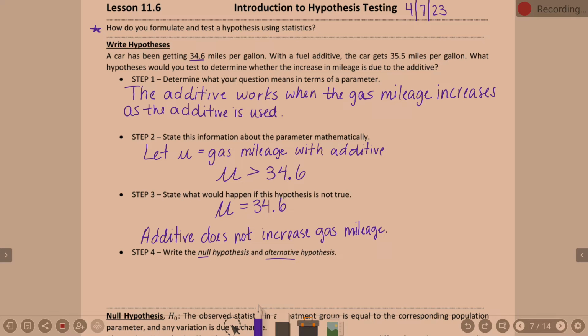Okay, so that's what the other hypothesis says. So two hypotheses. One is the claim that this additive is going to be an outside variable. It's going to improve our gas mileage. The other is that my gas mileage isn't going to change. Any change is not due to the additive. It's just due to natural variation.